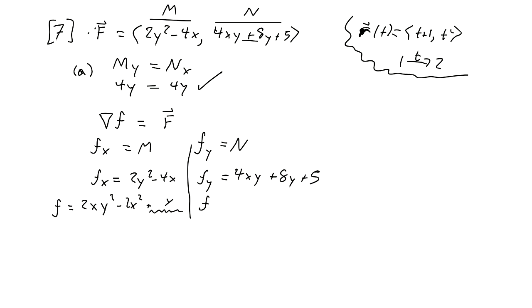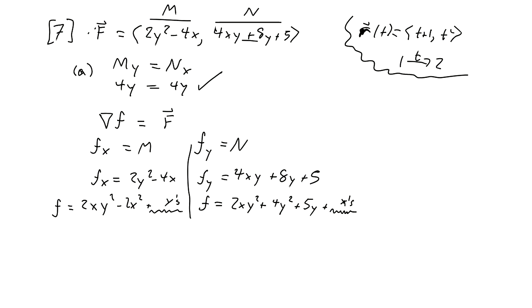For the second one, I'm going to integrate with respect to y. Working my way across, the integral of 4xy with respect to y would be 2xy squared, plus the integral of 8y with respect to y, which is 4y squared, and the integral of 5 with respect to y is 5y. But here, instead of plus C, I'll just make a note that I could have terms involving x's over here.